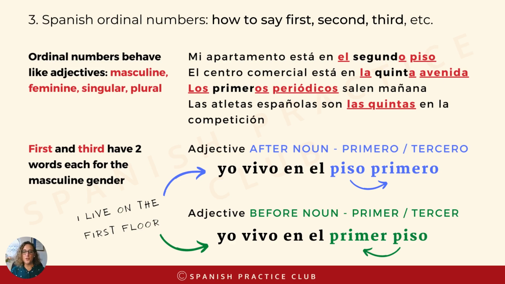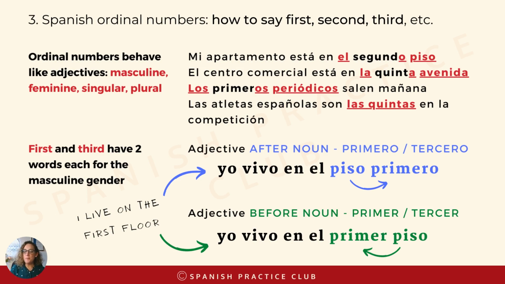Then on the next slide, as I mentioned before, these words behave like adjectives, and as such, they've got gender and number. So let's have a look at a few examples. To say my flat is on the second floor, I would say in Spanish, mi apartamento está en el segundo piso. Piso is a masculine singular word, and as such, I need to use segundo, ending in O. And I would also need to add the definite article el, the second floor, el segundo piso. The shopping center is on the Fifth Avenue. El centro comercial está en la Quinta Avenida.